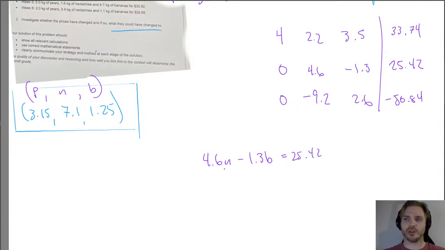Or you could make a different parameter. Let's say b equals t. All right, b equals t. So our parameter is t now. Then I'll add 1.3t to both sides. 4.6n equals 25.42 plus 1.3t.